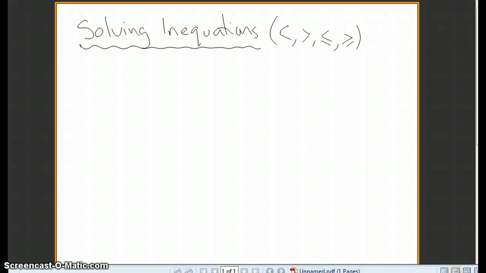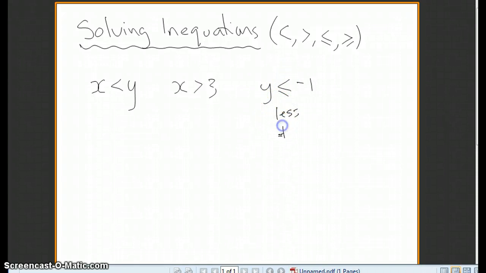Okay, so as I just said, an inequation is an equation that doesn't have an equal sign. For example, x is less than y, or x is greater than 3, or y is less than or equal to -1. Somehow you have to have a system to remember that this is less than and this one is greater than. Some people think of it as an alligator mouth, pointing towards the bigger of the two values.